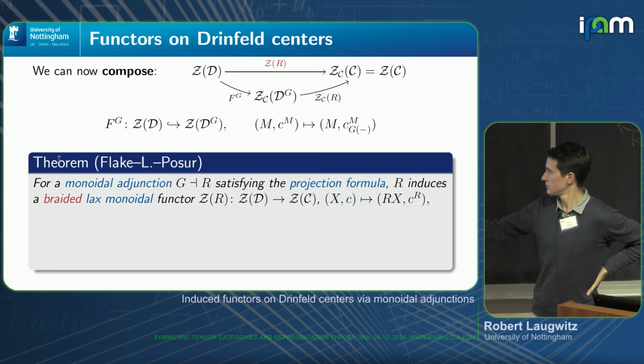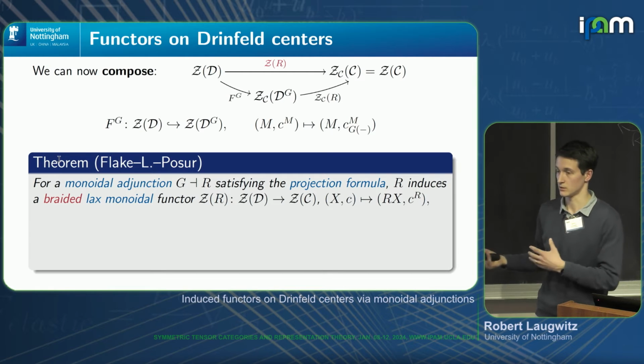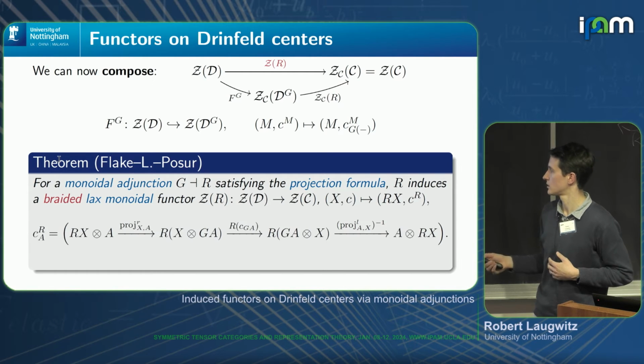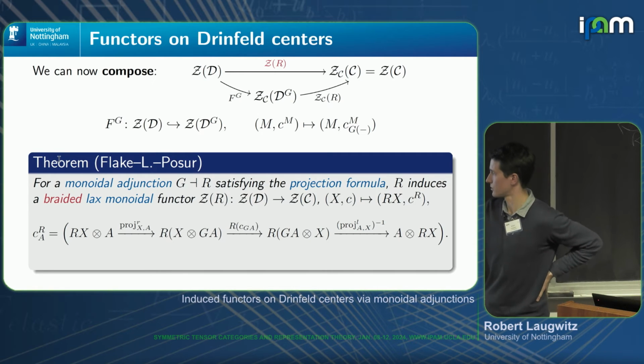And then we can prove that if you have a monoidal adjunction and it satisfies the projection formula, then we in fact get a braided Lax monoidal functor on the centers. For braided, we need to do a little bit of extra work to check compatibility with the braiding, but it also works. And here, one can display what happens to an object.